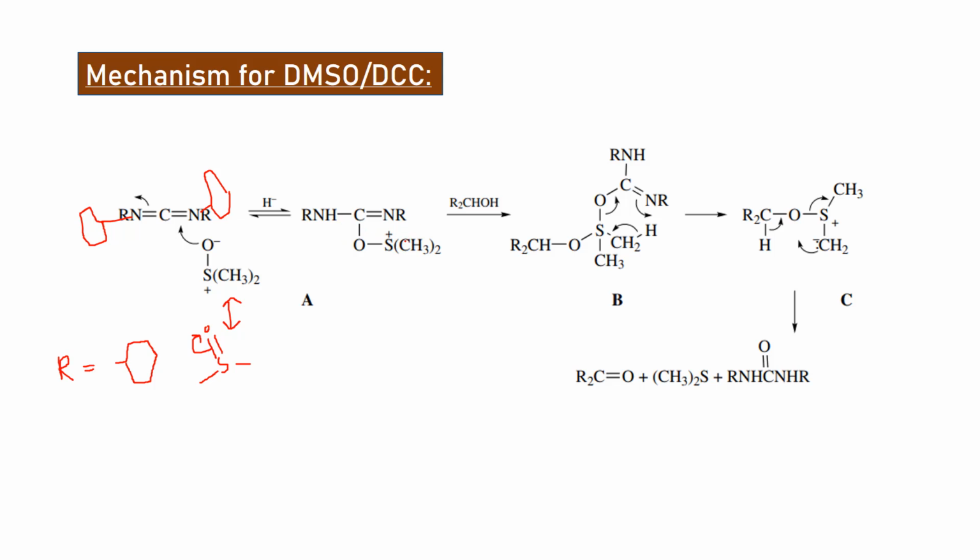After that, if you are adding an alcohol, this oxygen lone pair will attack the sulfur and form this intermediate. Now, there should be at least one hydrogen on this alcohol.